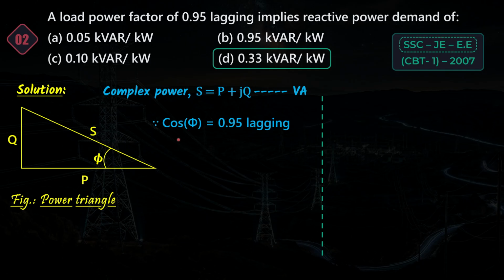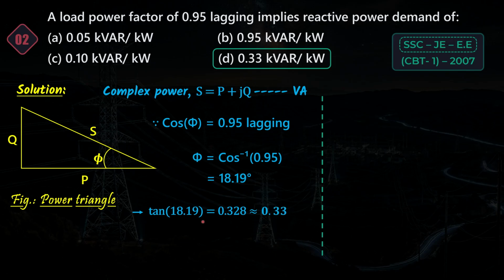Since cos phi is equal to 0.95 lagging, given in the question, first we find the angle by taking the inverse cosine of 0.95, which gives us approximately 18.19 degrees. Remember, the power factor is simply the cosine of the phase angle. To find the ratio of kilovolt ampere reactive per kilowatt, we actually need the tangent of that same angle. Therefore, tan of 18.19 is equal to 0.328. Rounding our result to 2 decimal places, we get 0.33.